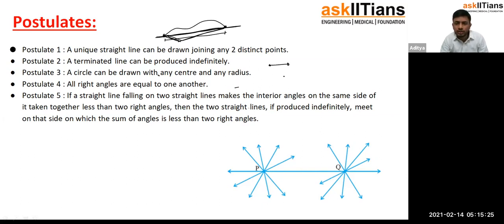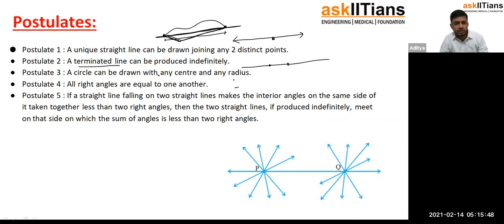Let us say there is a line segment, which it is calling a terminated line. Then we can, of course, if we want, produce it indefinitely in both directions. Even if there is a ray, this line is also terminated at this point. But if we want, we can, of course, produce it indefinitely in the other direction also.